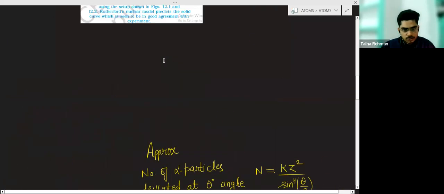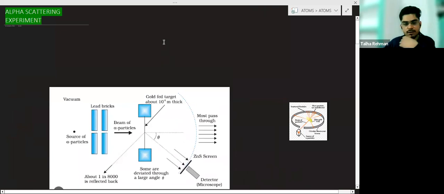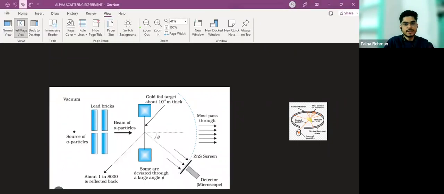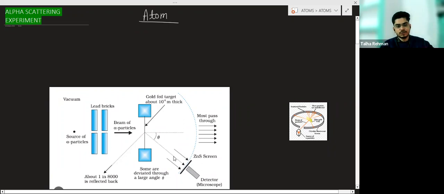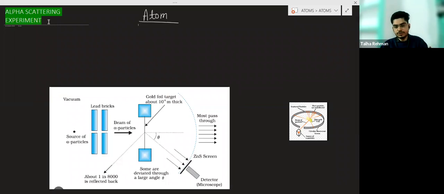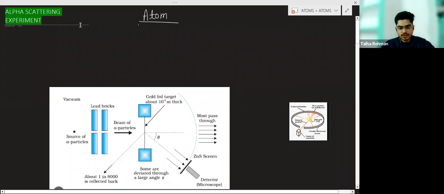So in this chapter, the chapter name is atoms and nuclei. So this chapter is about the atom. After that, we will discuss the nucleus. First, we will discuss the alpha scattering experiment done by Rutherford and two other scientists who were also there.